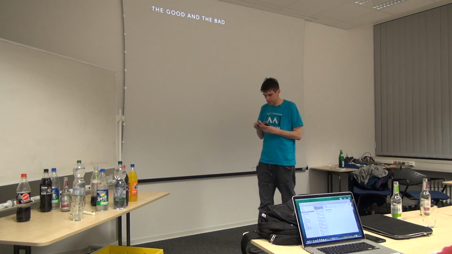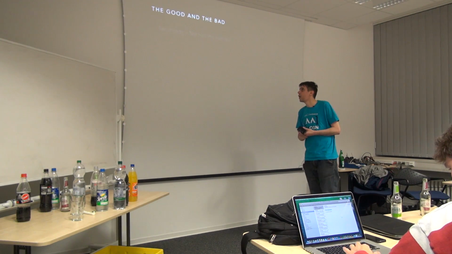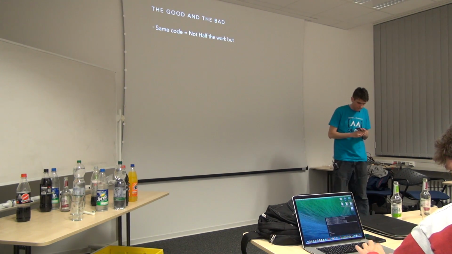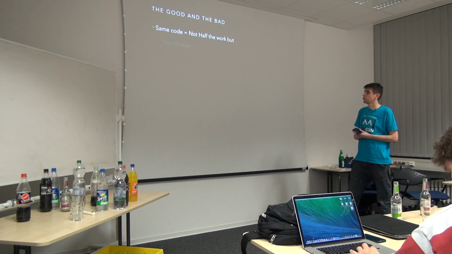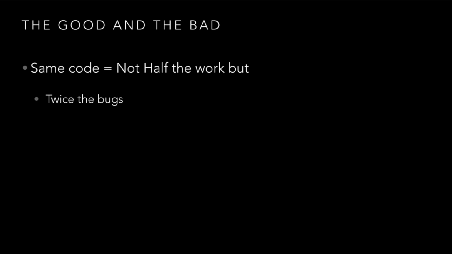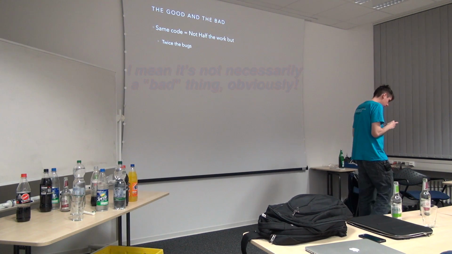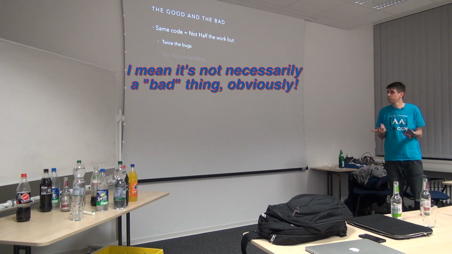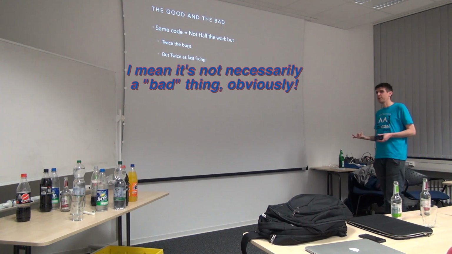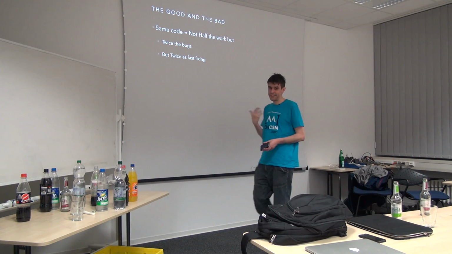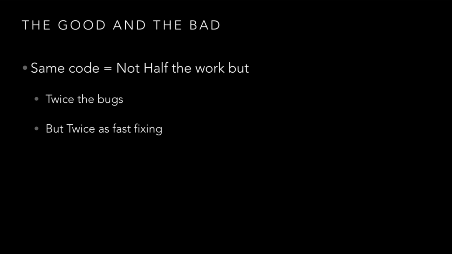The good and the bad that I learned about that is that the same code doesn't always mean half the work. But it definitely means twice the bugs. So if you have a bug, there is a good amount of chance that you will have the bug twice. But that's not necessarily a bad thing, because for one thing, you fix it twice as fast, which is pretty cool. And for a second thing, you can identify where the bottleneck is faster. And when you see the bug on Mac OS, and you are lucky enough that no user has seen it yet on iOS, you can fix it beforehand.